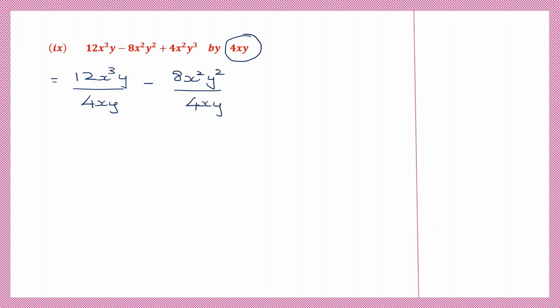Question 9. Now here, as you can see, we have a trinomial. We have 3 terms and we're going to divide each term by the divisor. So let's begin that. So here we're going to have 12x to the power of 3y divided by the divisor, which is 4xy. 4xy minus, let's take the next one, 8x square y square, again divided by the divisor 4xy. Next term plus 4x square y cube divided again by the divisor, which is 4xy. Now let's divide each one separately and see what we get.